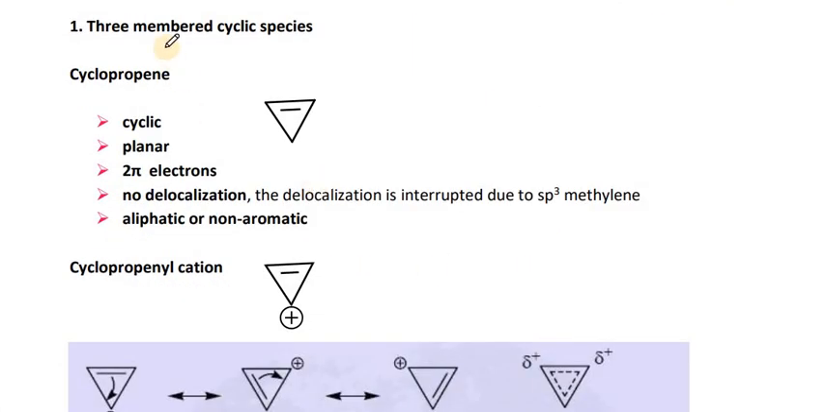Coming to 3-membered cyclic species, let us take cyclopropene, a 3 carbon ring with 1 double bond. Cyclopropene is cyclic, it has a ring structure. It is planar, that is, the 3 carbon atoms and all the hydrogen atoms lie in a single plane. There is only 1 pi bond which contains 2 pi electrons and there is no delocalization. Hence, the compound is non-aromatic according to Huckel.